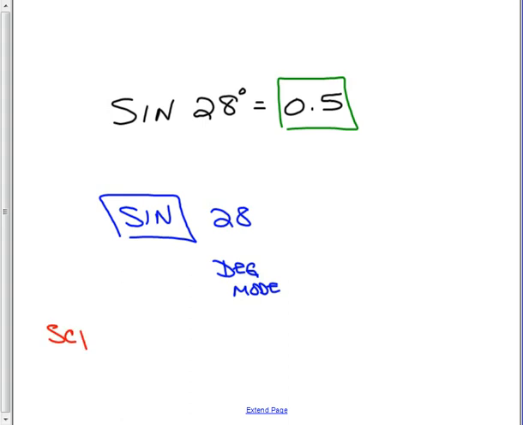Are you in degree mode? 1.469. Yeah, you are. See, I hate when you guys do that. Scientific is a stick with the 28, then sine. You get 0.5 on your screen. Okay, so that's one of them.